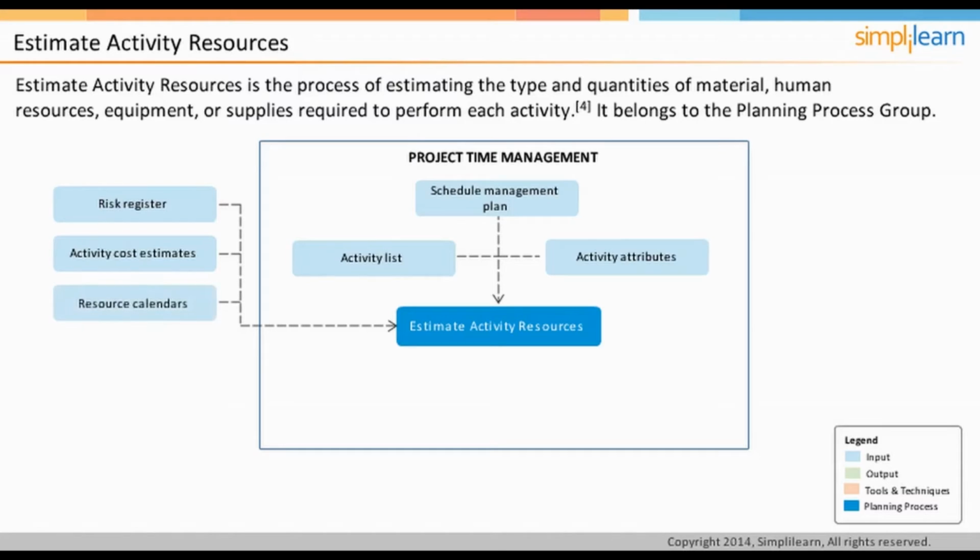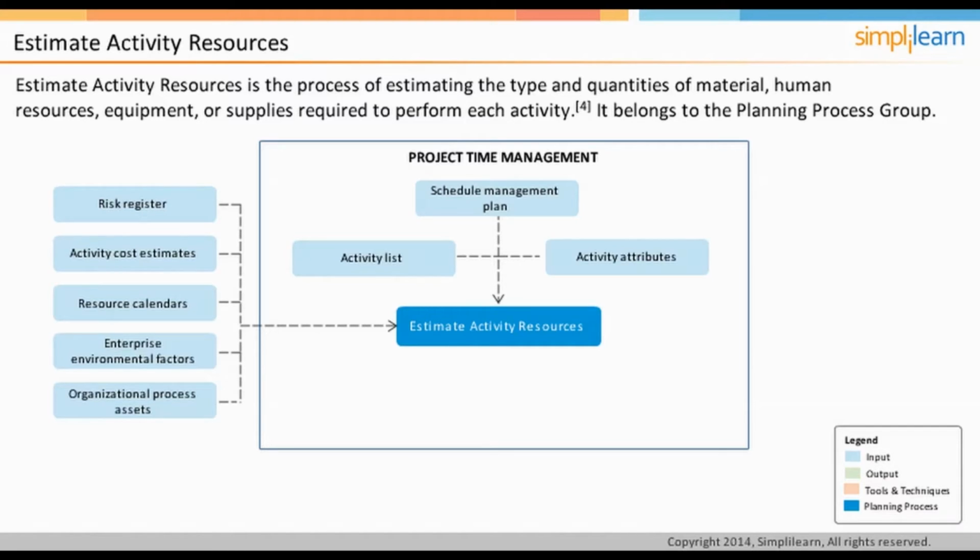Along with this, the resource calendar is also an important input because it has the information about the availability of each of the resources. Some of the enterprise environmental factors that can influence estimating activity resources are availability of required resources within the organization. The organizational process assets are also an important input, as the organization might have standard policies for staffing or for hiring contractors on the project.